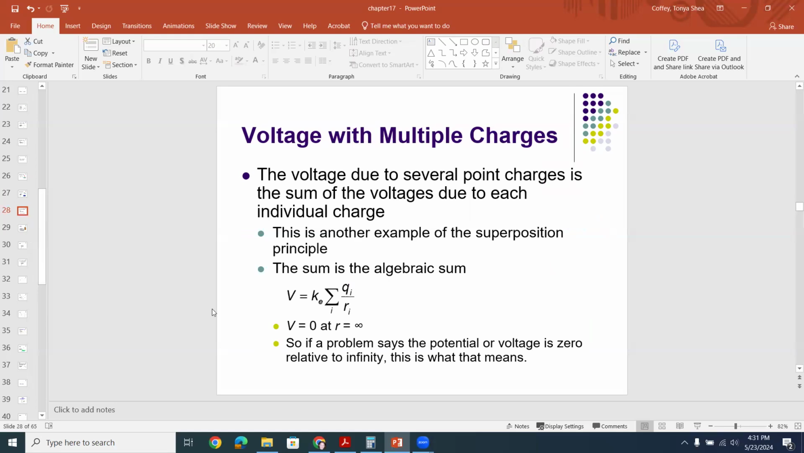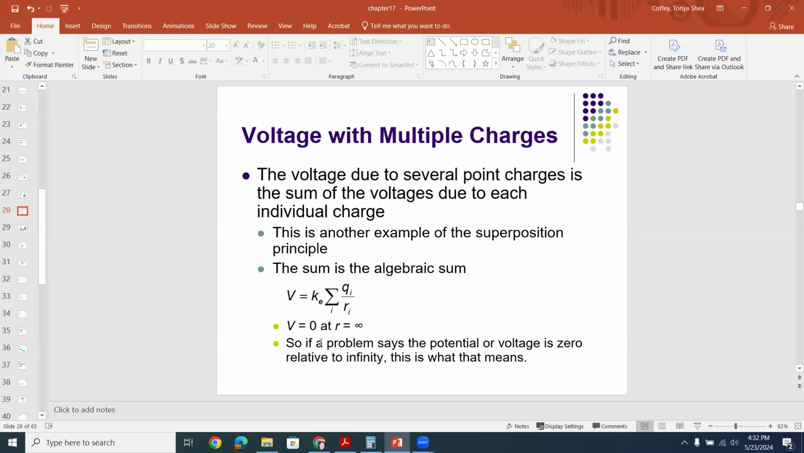Now, we talked about a dipole, but let's talk about if you have a whole bunch of point charges. Then you can find the voltage due to many point charges just by summing up the voltage due to each individual charge. This is another example of the superposition principle. In this case, it's easier than it is with electric fields because voltage is a scalar. So you just straight up sum the numbers to get the total voltage. So the sum is the algebraic sum, and V is equal to the Coulomb constant times the sum over all the charges of Qi over Ri. Okay, and you just keep summing.